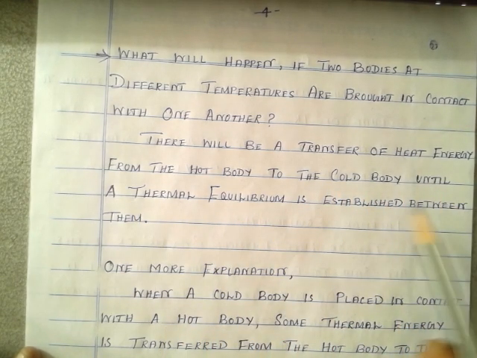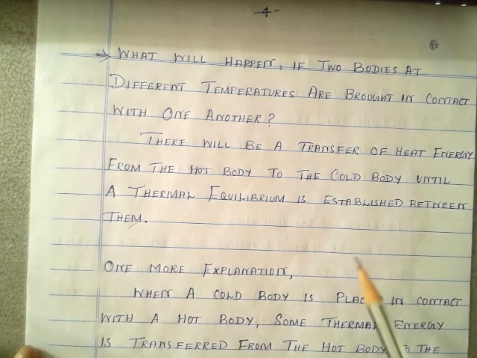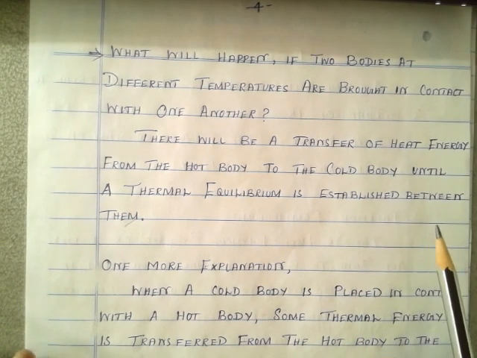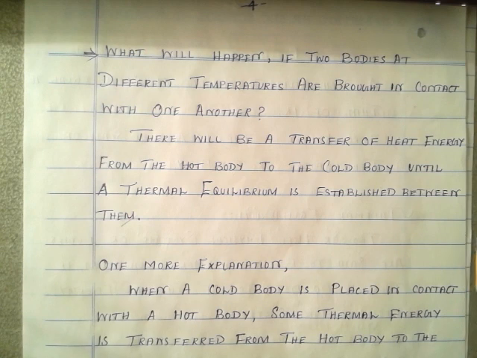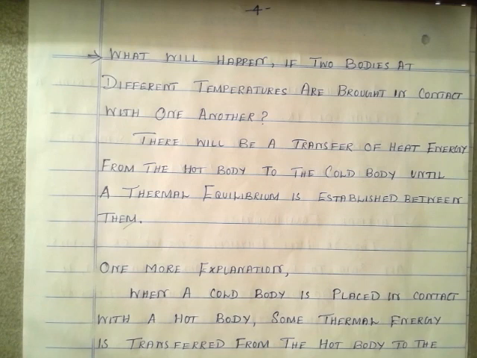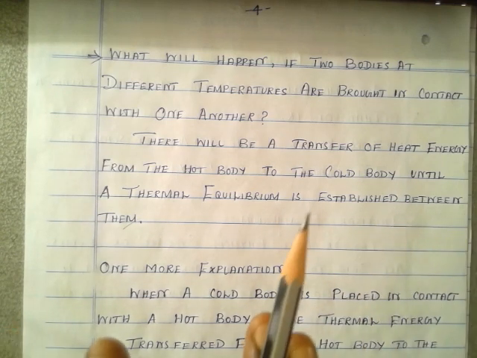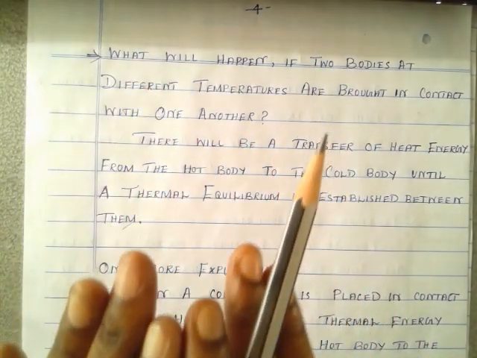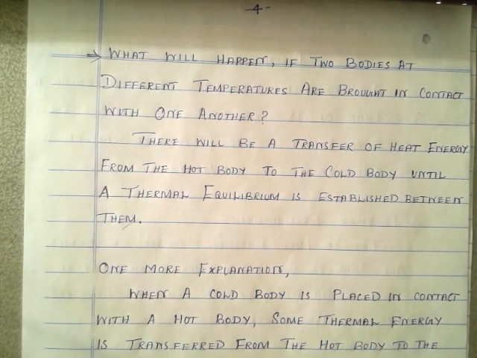For example, I will take one tumbler of milk at high temperature and another tumbler of milk at low temperature. I bring the two tumblers in contact, then the heat energy is transferred from the hot milk into the cold milk until the two tumblers of milk reach the equilibrium condition.